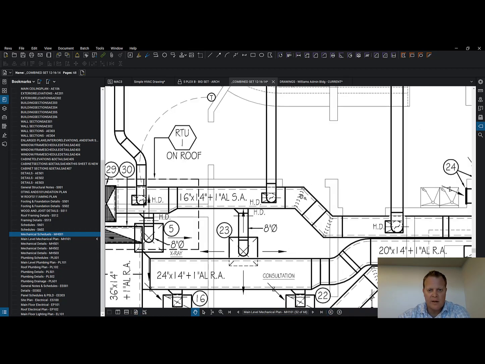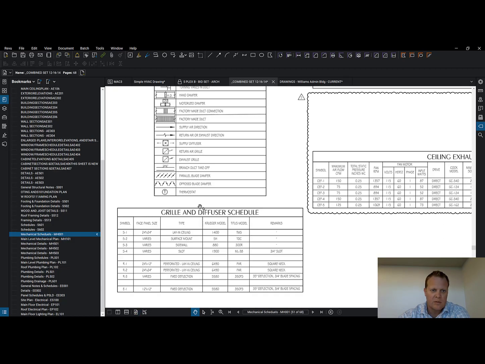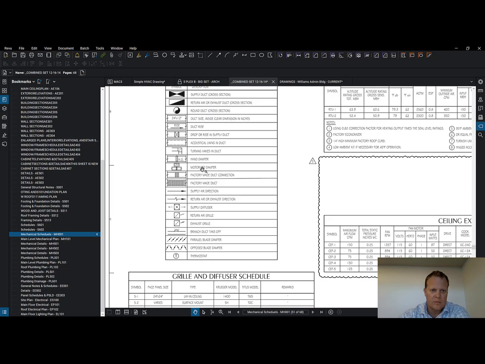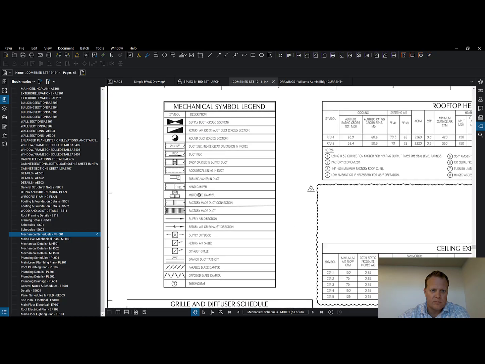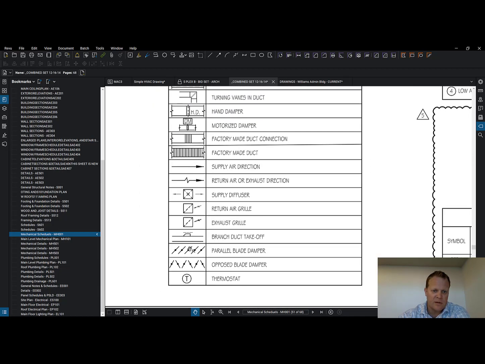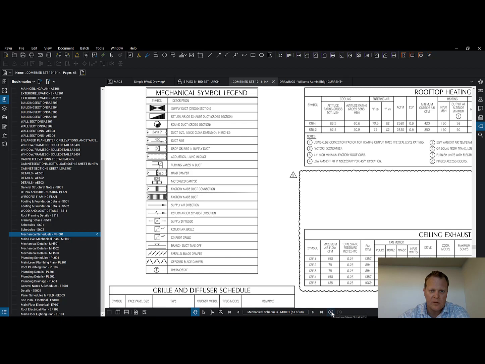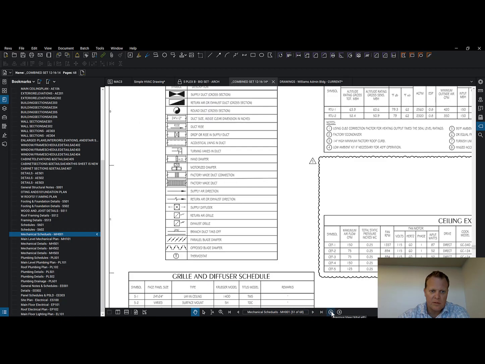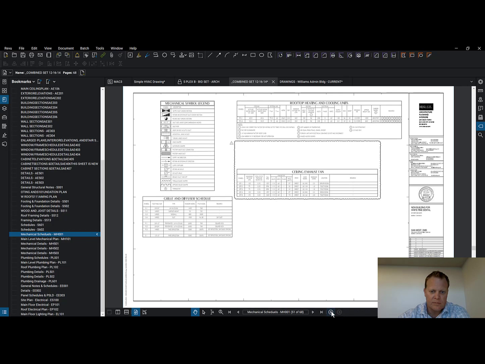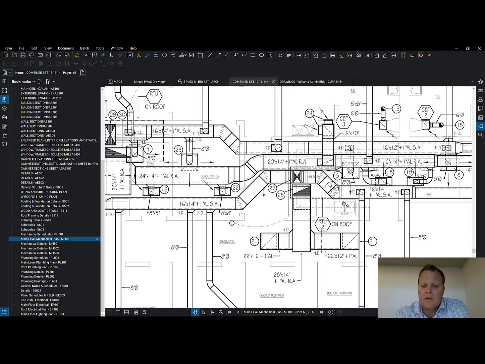What are these little things right here? We can go back to it. Parallel blade damper, is that what we were looking at? Opposed blade damper? Or were they turning vanes that aren't labeled? Yeah, they're just turning vanes. They're not labeled. Okay, so what are we seeing right here?